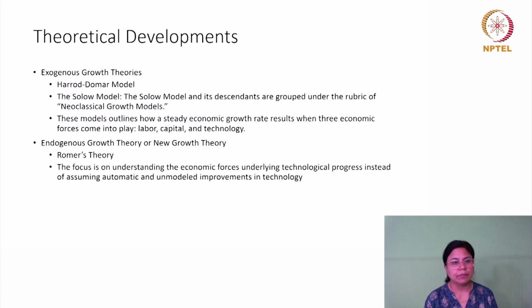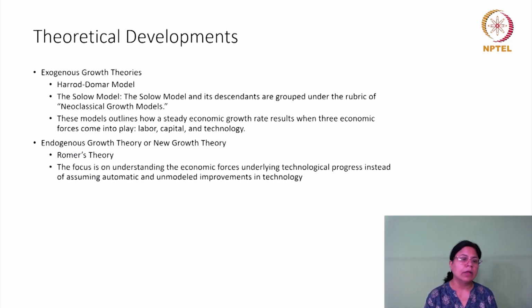So the theoretical developments broadly consist of exogenous growth theories and endogenous growth theories. The exogenous growth theories start from the Harrod-Domar model, and the major work comes from the Solow model. The Solow model and its further developments are grouped under the rubric of neoclassical growth models. The common thread among these growth models is that technology is something exogenous to the development process. Further, these models outline that a steady economic growth rate results when three economic forces come into play. These forces are labor, capital, and technology.